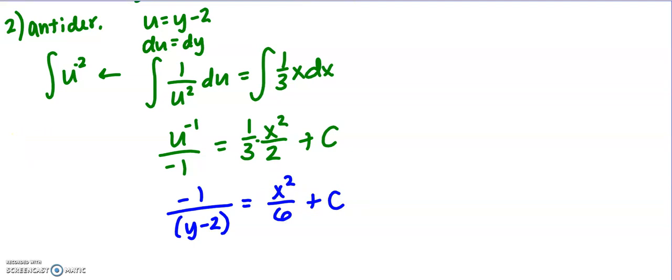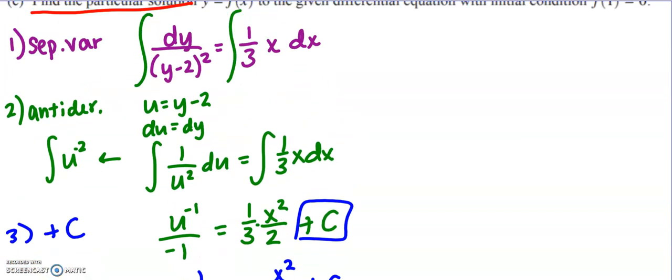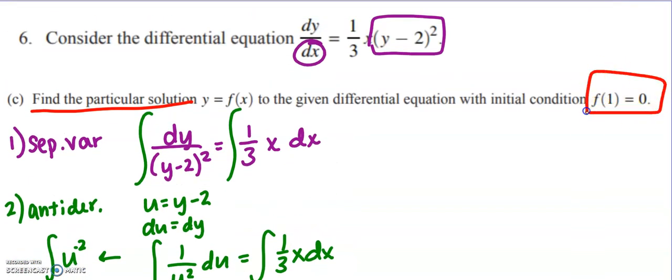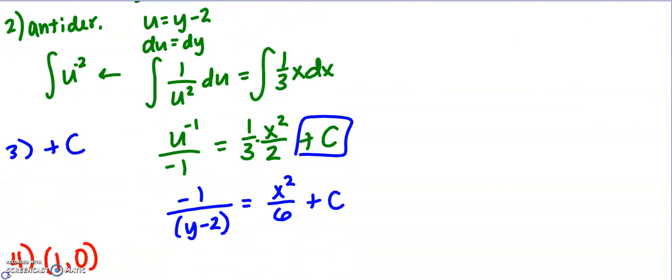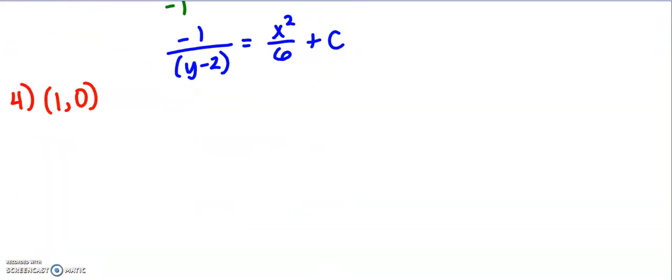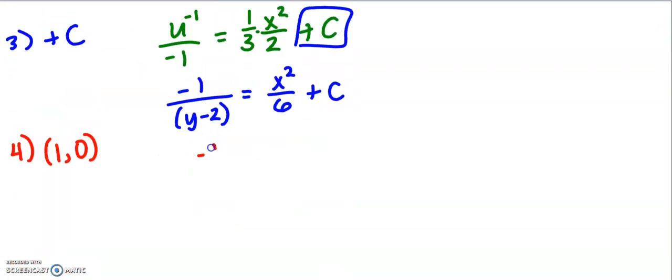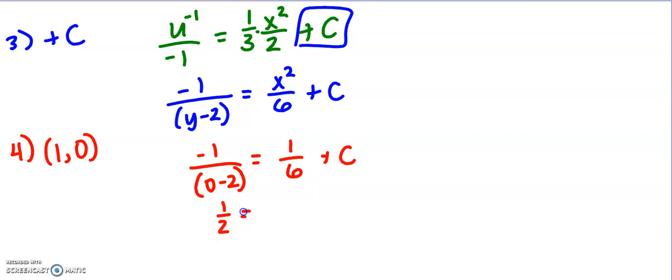Okay, step 3 is technically the plus c, which we did right there. Step 4 is use the particular solution, which in this case was the point (1, 0), right there. So I'm going to plug in the point (1, 0), which will allow me to find c. So this is going to be 1/2 equals 1/6 plus c.